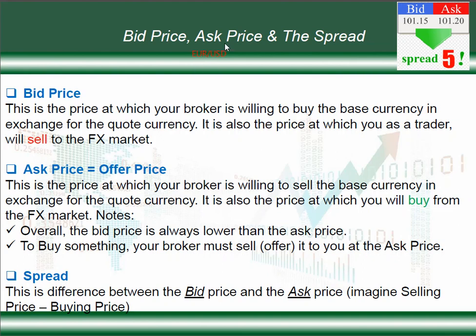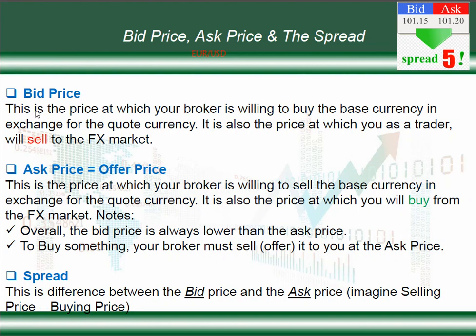It is actually the reverse of the bid price, more or less. Ask price or offer price is the price at which your broker is willing to sell the base, in this case euro, in exchange for the quote. Similarly, if the broker is now selling the base currency, you are the one buying. So in terms of trading, you think bid equals selling price, ask equals buying price as a trader. But as a broker, the reverse. Bid is buy, ask is sell.